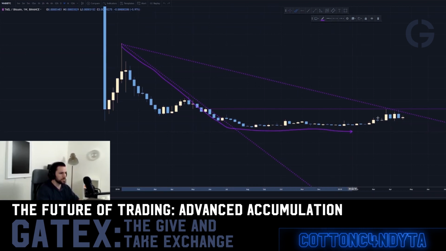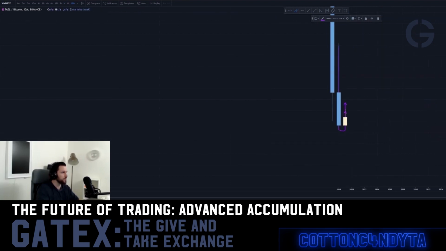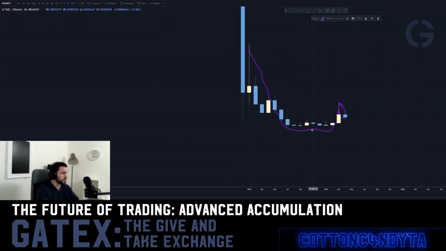You have distribution, it comes, it attacks the level. This is just creating the 3. So the reward for catching the falling knife was the accumulation. That's the same thing. You just caught it on a different time frame, right? You just caught a falling knife on a different time frame, because it's all the same. It literally is all the same.